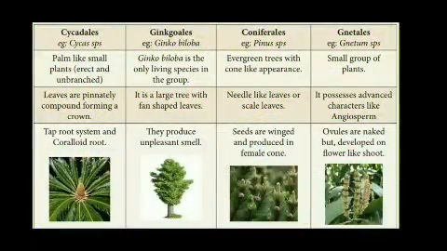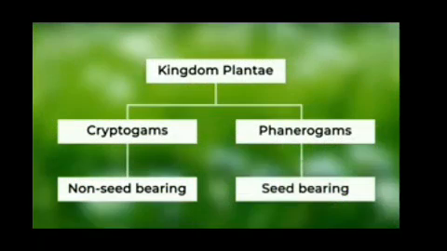In Greek, gymnos means naked and sperma means seeds. So the plant body is differentiated into root, stem and leaf, and these gymnosperms possess a well-developed vascular system for the transportation of food and water.